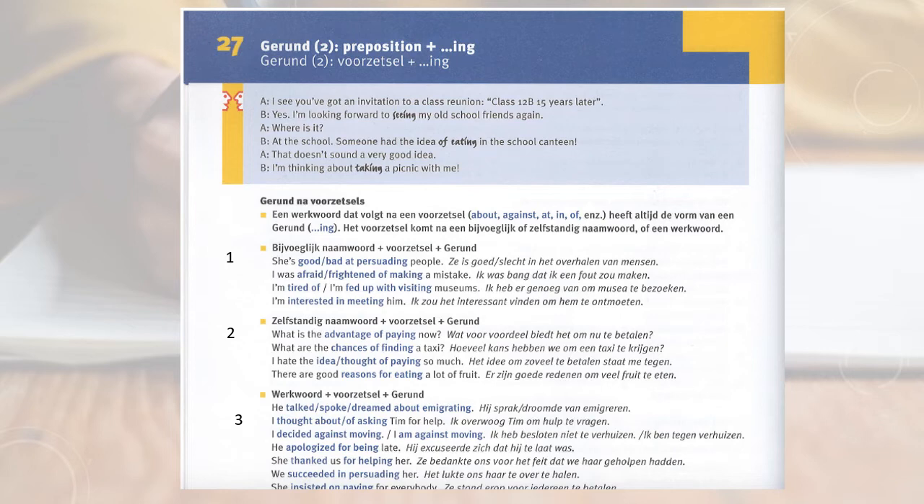If you look at number 2, a preposition can also be accompanied by a noun, een zelfstandig naamwoord. For example, the advantage of, chances of, the idea of, or reason for. And then again, a gerund follows. If you look at number 3, a preposition can also be placed with a verb. So to talk about, to think about, to decide against, to apologize for. And then again, a gerund follows.